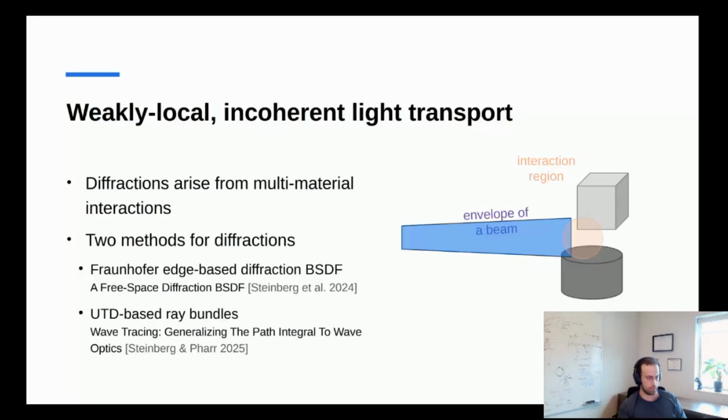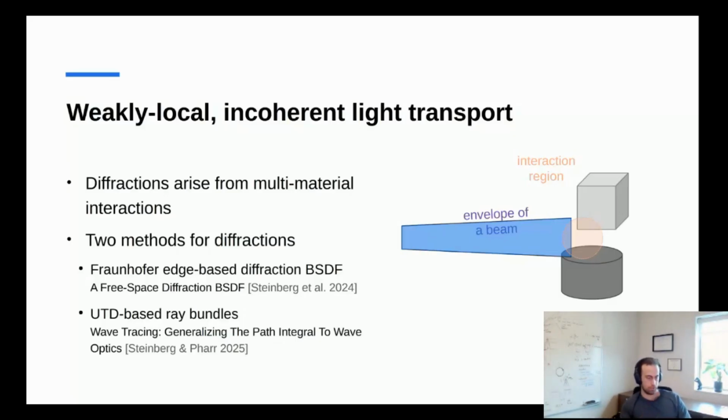For optical cases, there is a Fraunhofer-based edge-based diffraction PSDF that was published last year. This works very well when the apertures are small, at shorter wavelengths like optical wavelengths, but it's not very accurate for longer wavelengths. It is a more mature diffraction method, and the current implementation provides very good sampling. It's just like another BSDF and produces excellent sampling.